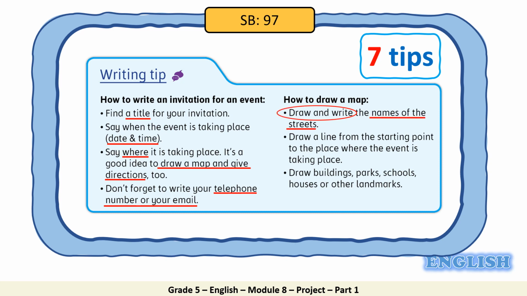Number 2, you have to draw a line from the starting point to the place where the event is taking place. Number 3, you have to draw buildings, parks, schools, houses, or other landmarks. Now don't worry. It's okay if you cannot make a perfect map. Just make sure you draw something simple and clear and something that will help people to get there.